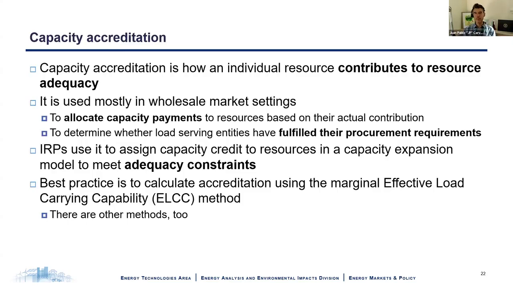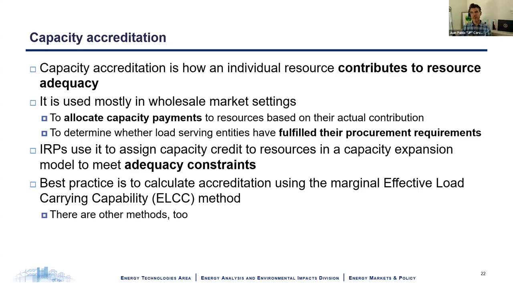The other derivative metric coming out of resource adequacy assessments is the capacity accreditation. If you think about it, not all resources are the same. A wind and a solar resource is very different from a natural gas or coal resource, or a battery resource. But all of these can contribute to resource adequacy depending on how they operate and what the load realization looks like. And so each resource can be assigned what's called a capacity credit. And this is very important in both market settings and resource planning settings.